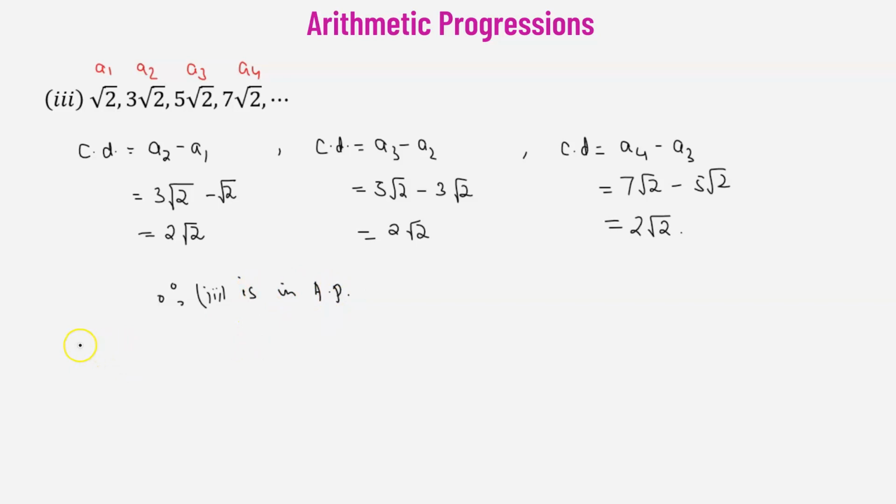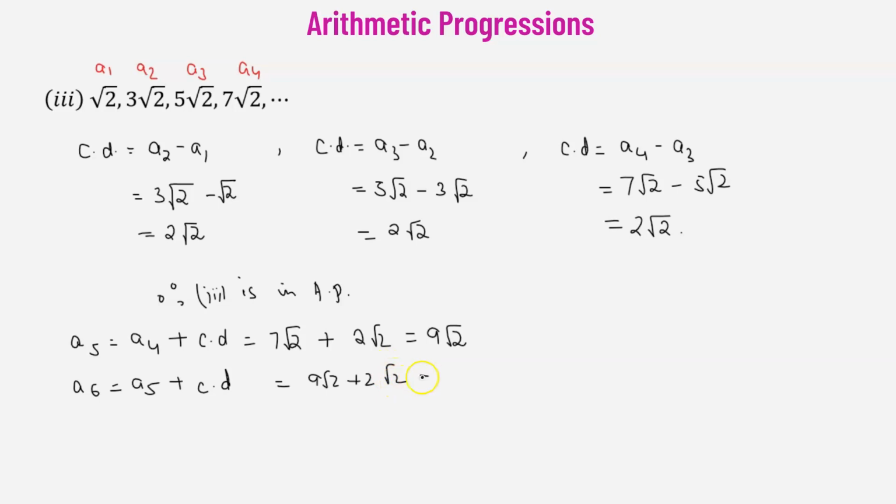Fine. So let's find out the 5th term. We'll take the 4th term, and to it we are going to add the common difference. So our 4th term is 7 times square root of 2 plus the common difference, which is 2 times square root of 2. This is going to be 9 times square root of 2. The 6th term will be, consider the 5th term, and to it add the common difference. So this is going to be 9 times square root of 2 plus 2 times square root of 2. That's going to give us 11 times square root of 2. And the last term, or the 7th term, will be the 6th term added to the common difference, which will be 11 times square root of 2 plus 2 times square root of 2, which is 13 times square root of 2.